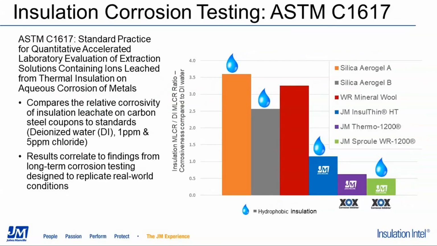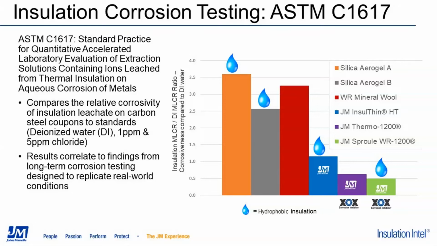So for reference, these are typical performances of installations that we were testing on the 1617 test. So in the graph, all the corrosion rates are ratioed against the performance of DI water as a standard. So the 1 on the y-axis is the amount of corrosion that you would expect from testing DI water in this manner. The Thermo 1200 and the Sproul WR 1200 have the XOX corrosion inhibiting chemistries, while the other materials do not, which results in their lower than DI water relative corrosivity. The droplets on the chart indicate which insulations are hydrophobic.